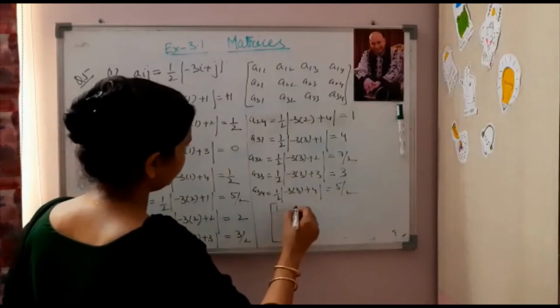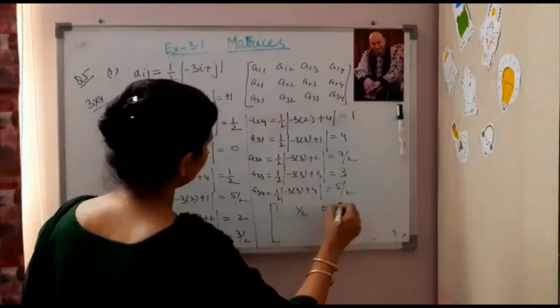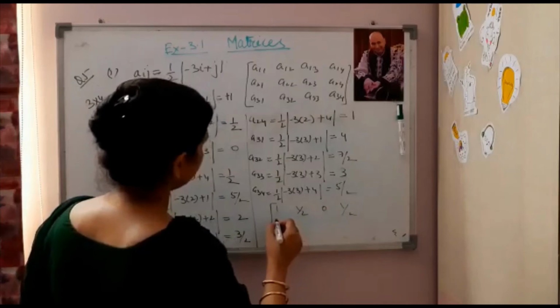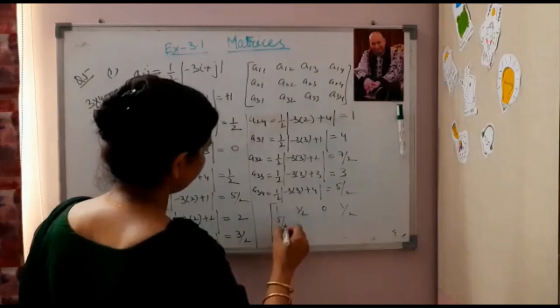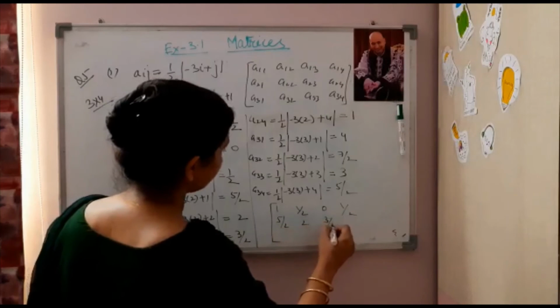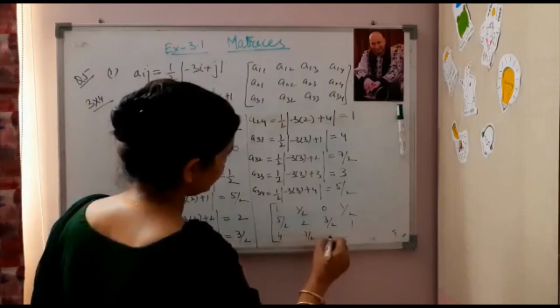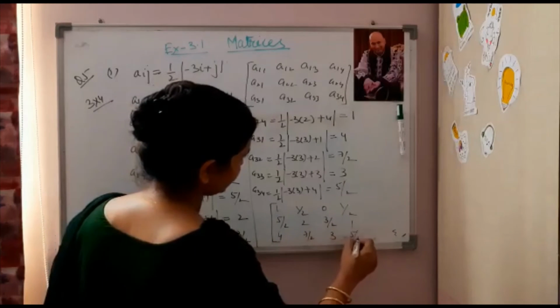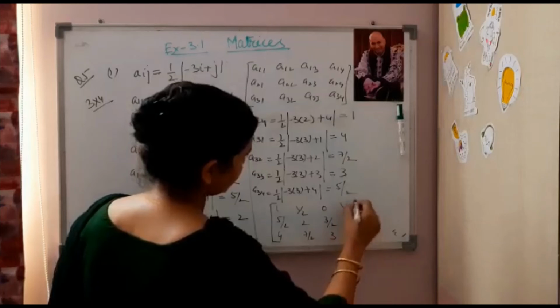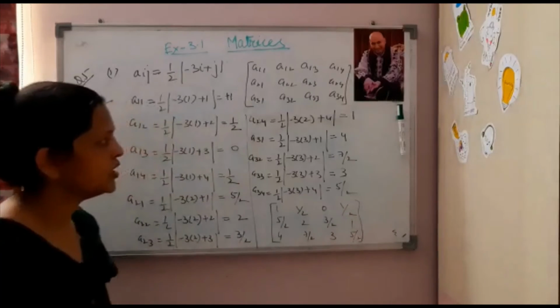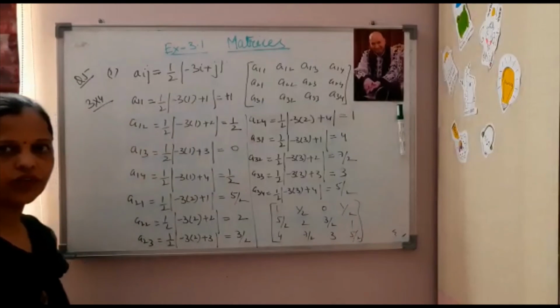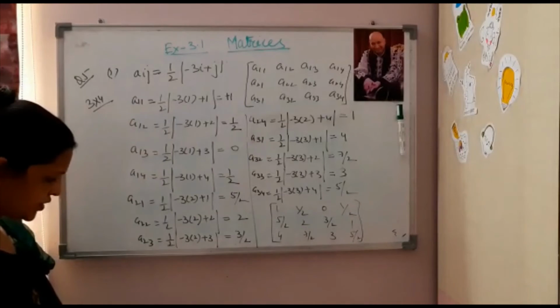A11 1 by 2, 0, 1 by 2, then 5 by 2, 2, 3 by 2, 1, then 4, 7 by 2, 3, 5 by 2. This is your matrix. Like this you can design any of the matrix. Same is the question with fifth one.